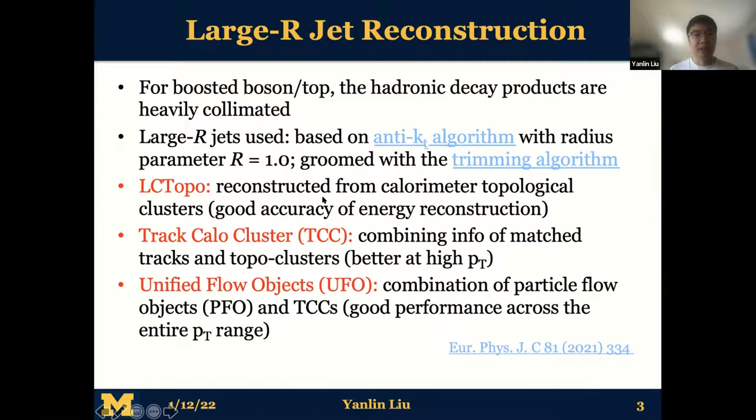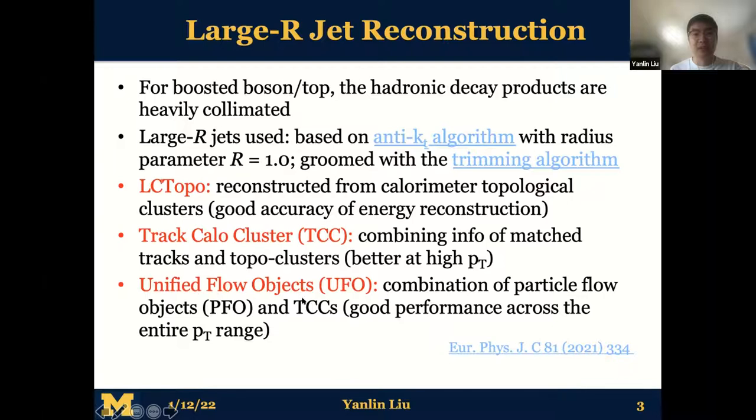There are three major reconstructions for large-R jets in ATLAS. The first is the LC topo, which is reconstructed from the topological clusters in the calorimeter. It has good accuracy of energy reconstruction. Then we also have the track-calo cluster, TCC. It is reconstructed by combining the information from the tracks and also the topo clusters. It has better performance at high pT.